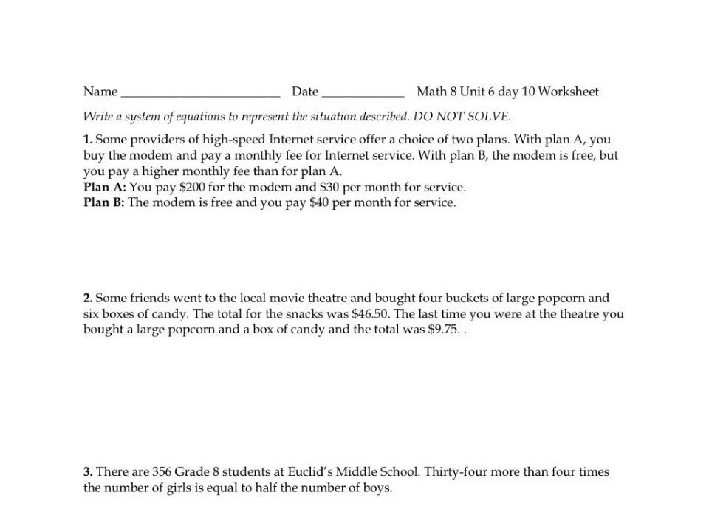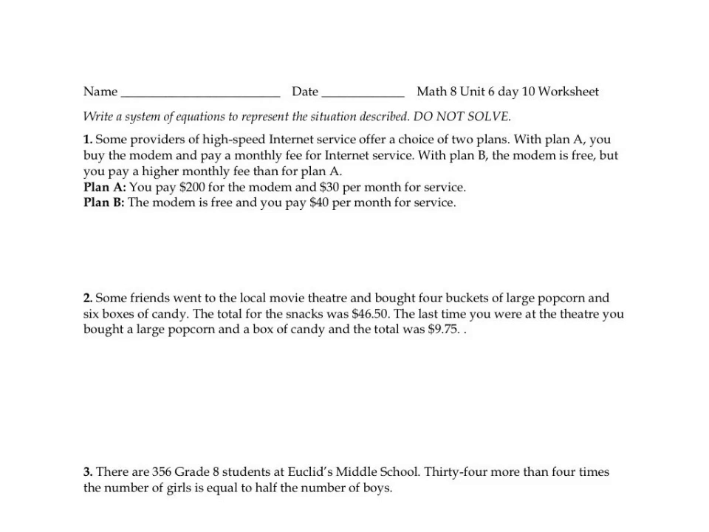So number 2 tells us, some friends went to a local movie theater and bought 4 buckets of large popcorn and 6 boxes of candy. The total for the snacks was $46.50. The last time you were at the theater, you bought a large popcorn and a box of candy, and the total was $9.75. So this one, we just need to write the system of equations.